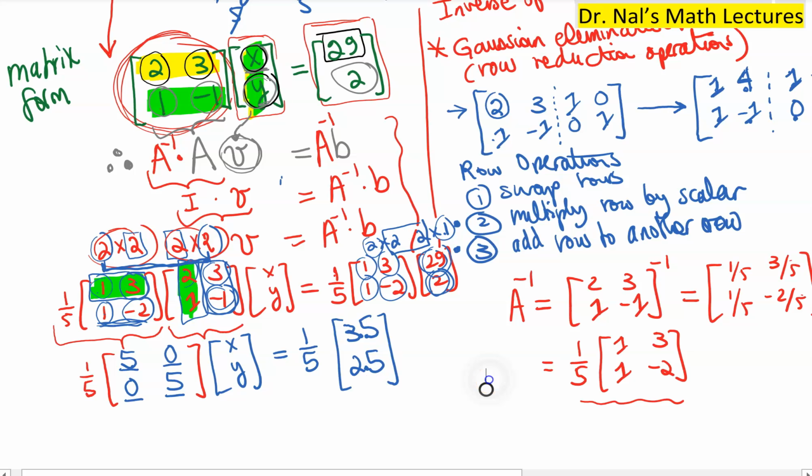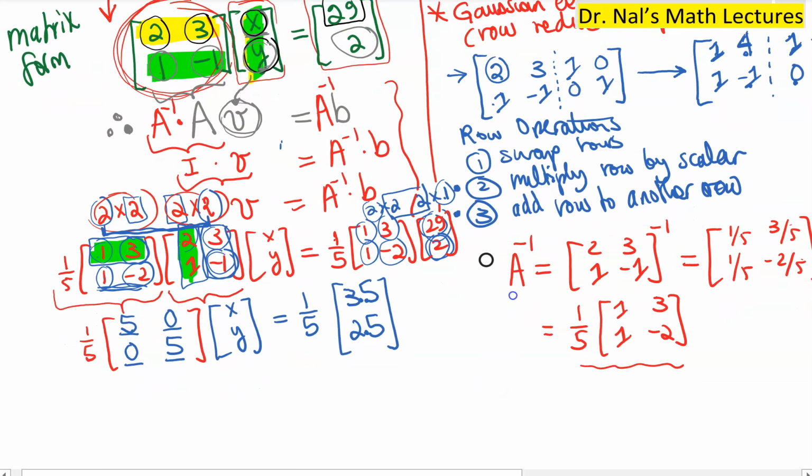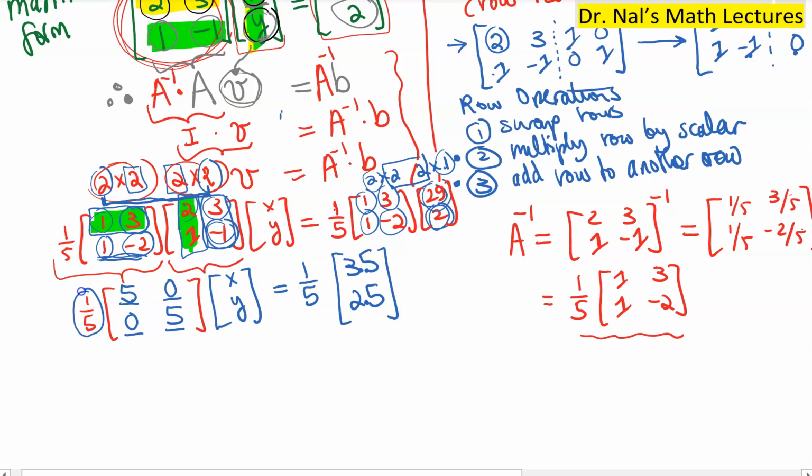Now, let's go back to the left-hand side. Remember earlier that we mentioned whenever you multiply a matrix by a number, that number is to be multiplied with all the entries inside the matrix. And that's what we do. 5 times 1 over 5 is 1. 0 times 1 over 5 is 0. 0 times 1 over 5 is 0. 5 times 1 over 5 is just a 1.